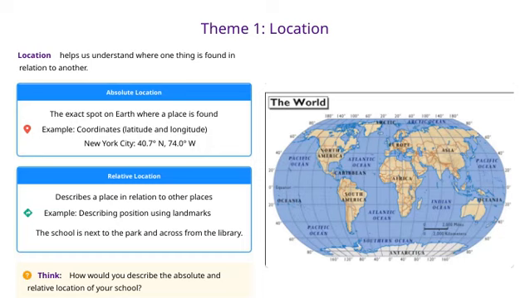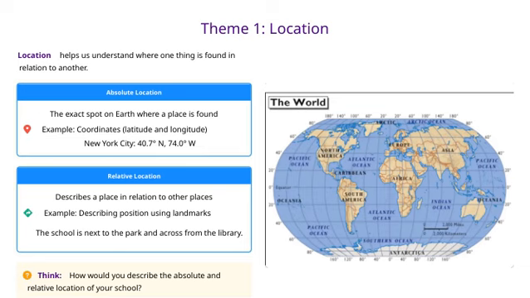Let's talk about the theme of location and why it's so important. Location helps us understand where one thing is found in relation to another. It's all about pinpointing places on a map or in the world. First, there's absolute location. This means the exact spot on Earth where a place is found. Think of it as the precise address. For example, coordinates like latitude and longitude. Take New York City. Its absolute location is about 40.7 degrees north and 74 degrees west. That's like its unique fingerprint on the globe.